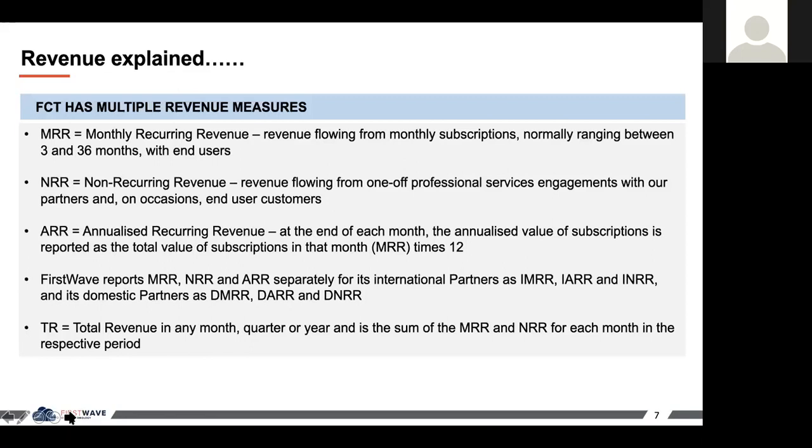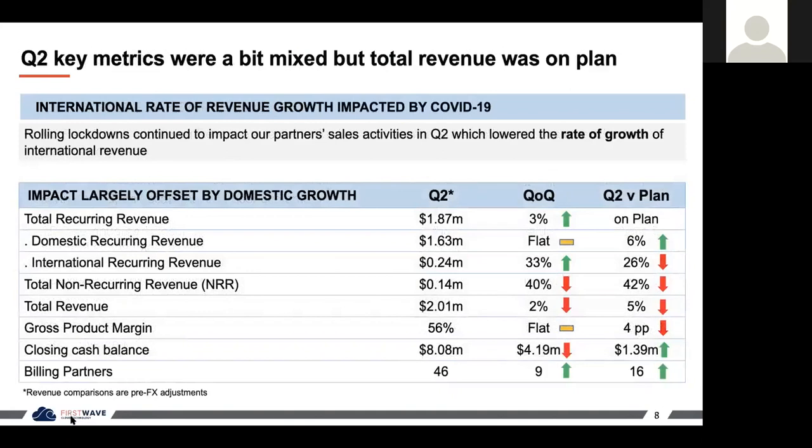Now, we report MRR, NRR, and ARR separately for international partners as IMRR, IARR, and INRR, and our domestic partners as DMRR, DARR, and DNRR. TR stands for total revenue in any month, quarter, or year, and is the sum of the MRR and NRR for each month in that respective period. Okay. With that in mind, let me get into the Q2 key metrics and move to slide eight.